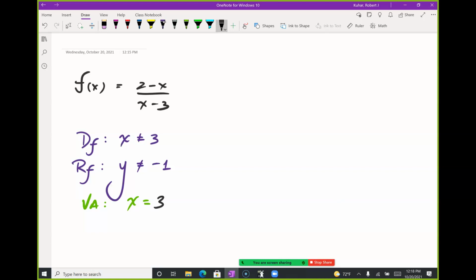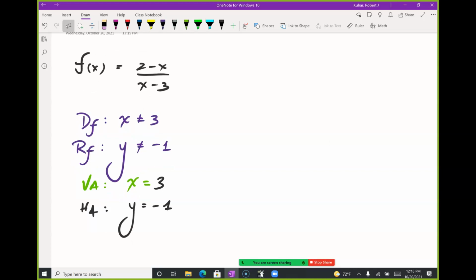x equals 3. Beautiful. What is the horizontal asymptote? Oh, we already got it, right? y equals -1. From the mother functions, what's the mother function of the numerator? So from the numerator it is -x, right? From the denominator it is just x, yes? So that's like -1. Here's my horizontal asymptote.